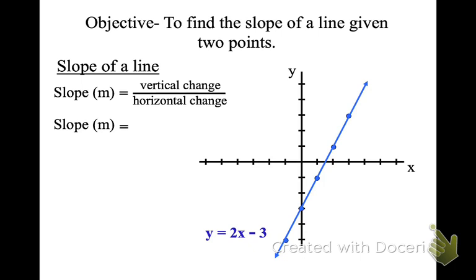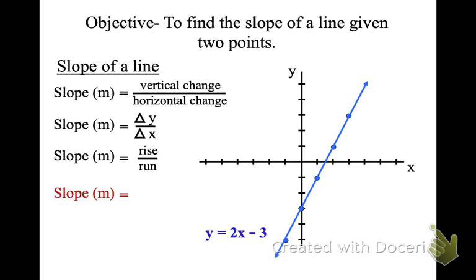Another way you might see this is with the little triangle. What does the triangle mean? What word? Change. You're changing your y's over your change in your x's. So that little triangle still means change. We were doing percent of change. Triangle means change. So we like to call that change in y our rise. It's our up and down movement. And our run is our horizontal movement. What goes in the numerator is always this movement, and what goes in the denominator is always the across movement. Questions?